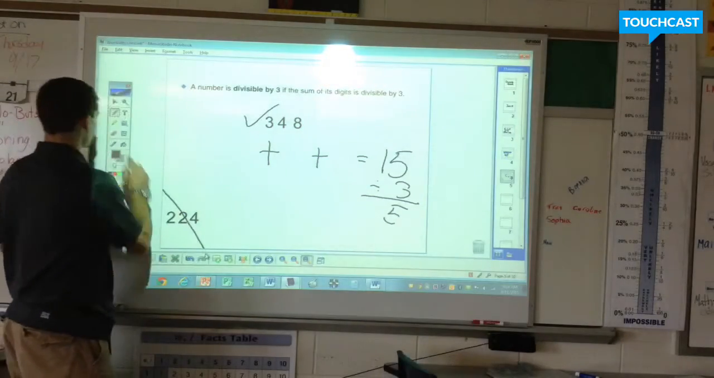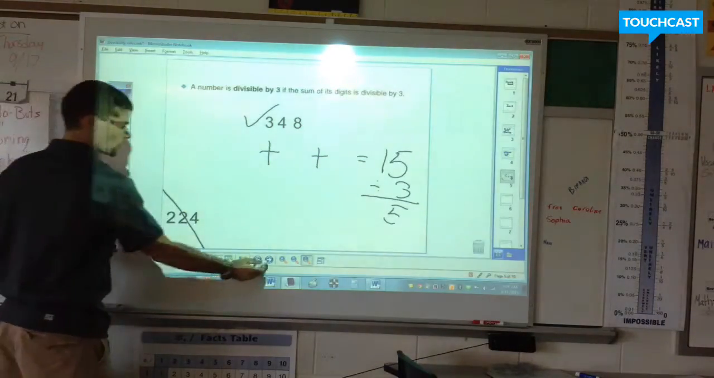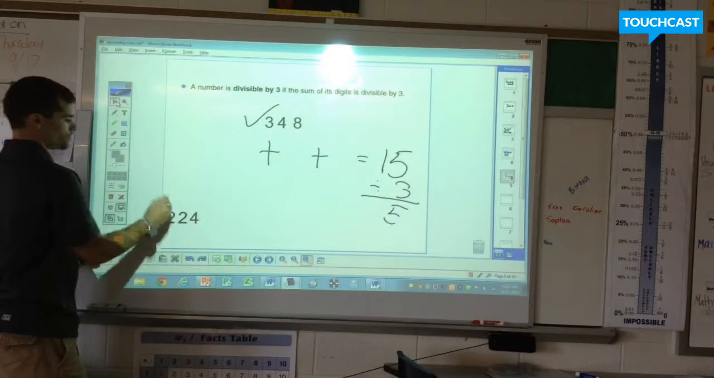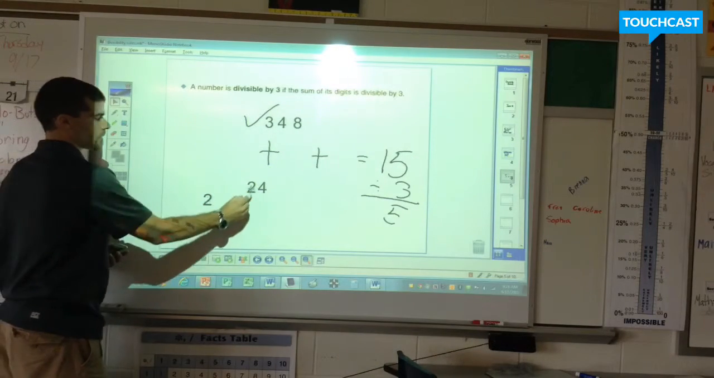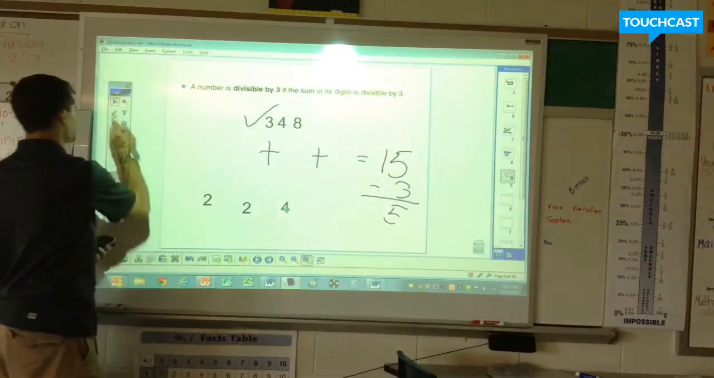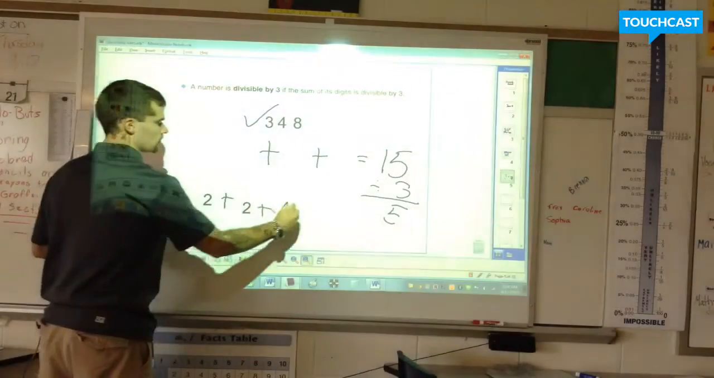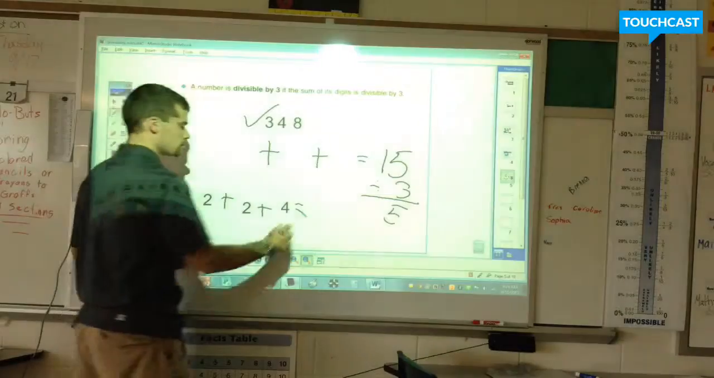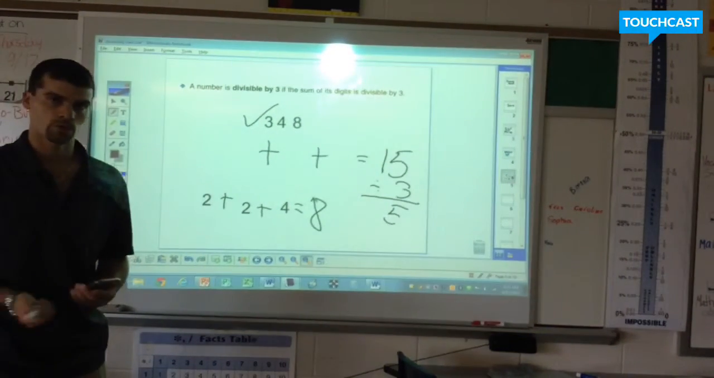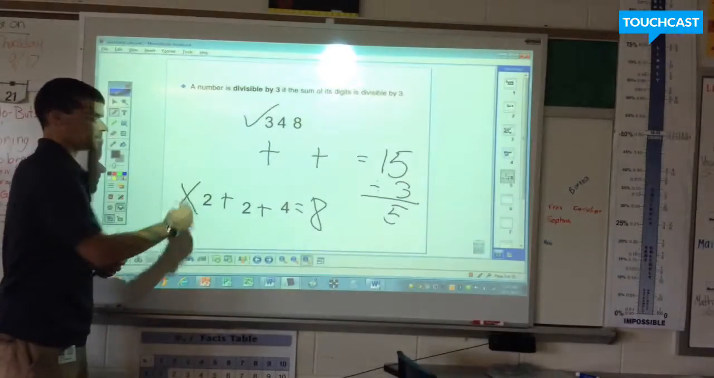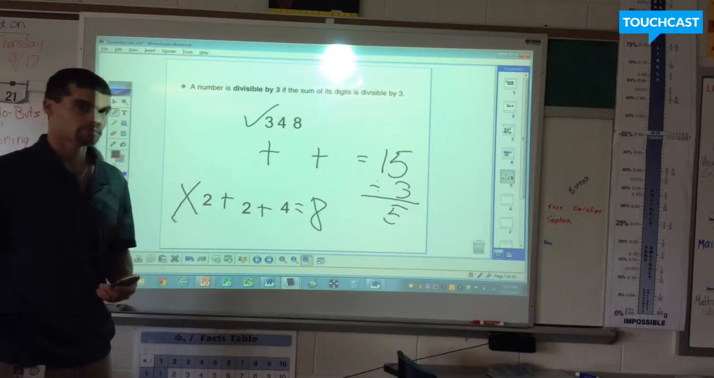So we add the digits as separate numbers. So we'll take 224, we separate to add, we get a sum of 8. 8 is not divisible by 3, so 224 is not divisible by 3.